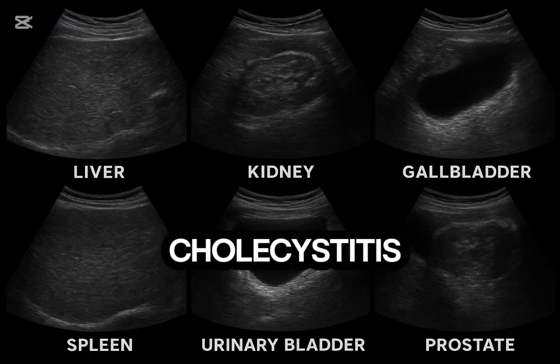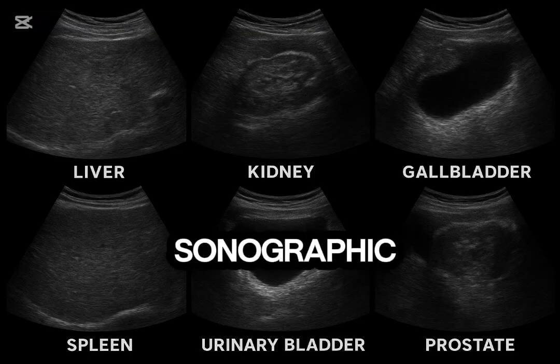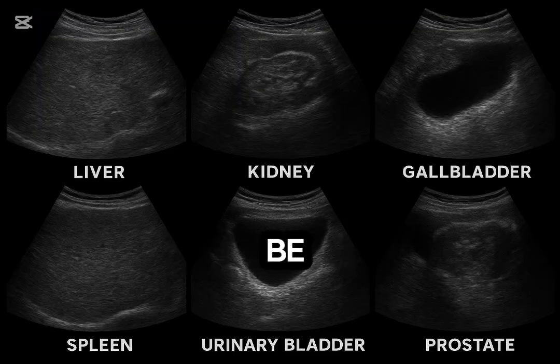In acute cholecystitis, the wall is thickened, pericholecystic fluid may be present, and a positive sonographic Murphy sign is seen. Polyps and carcinoma of the gallbladder can also be identified as intraluminal masses.